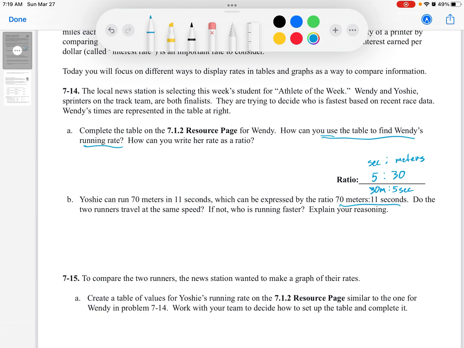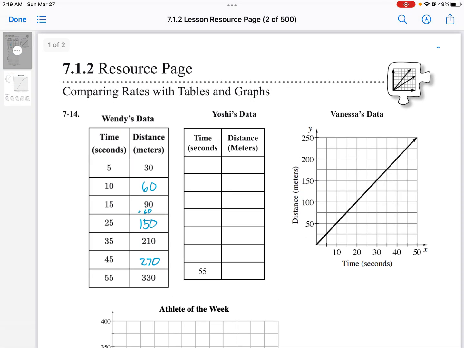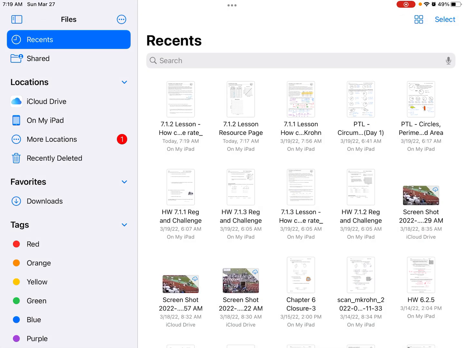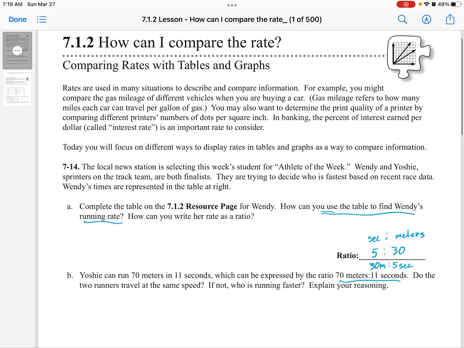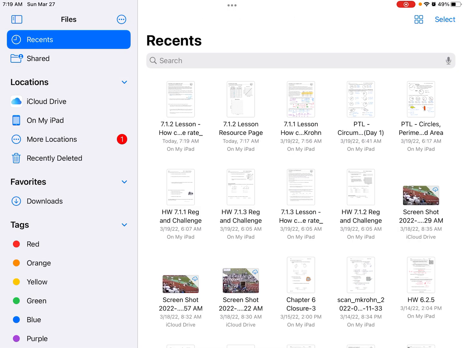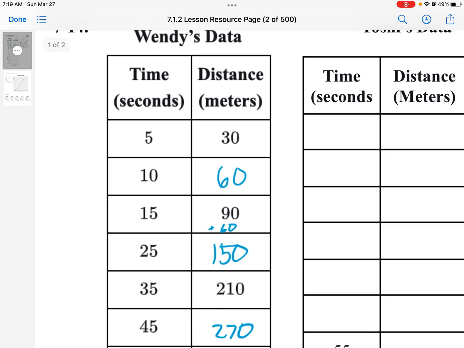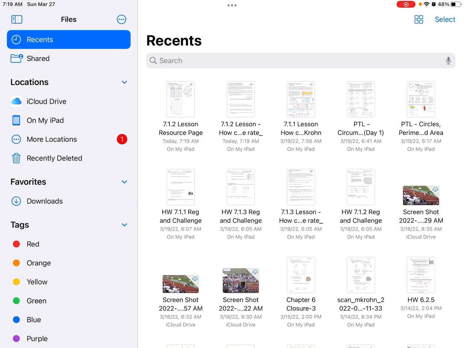Do the two runners travel at the same speed? If not, who's running faster? Well, let's look back here at 11 seconds and see. Wait, was it 11? Yeah, it was 11. Oh, I don't have that. So we're not 100% sure. Since he runs 70 meters in 11 seconds, let's take a look and let's see what Wendy did. At 10 seconds, she did 60. Hard to tell, isn't it?